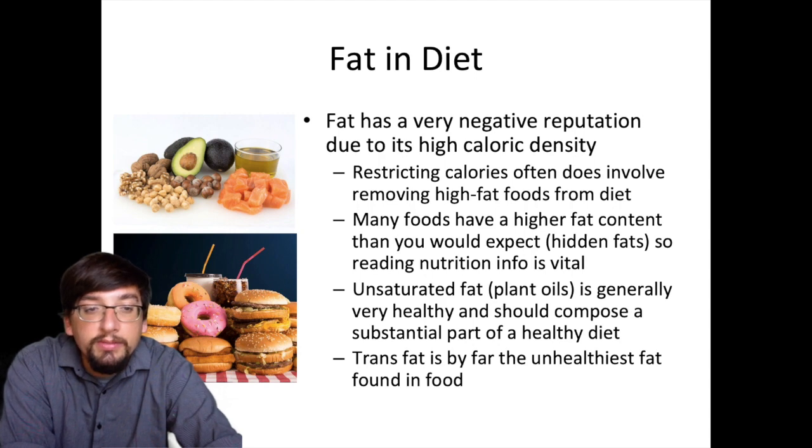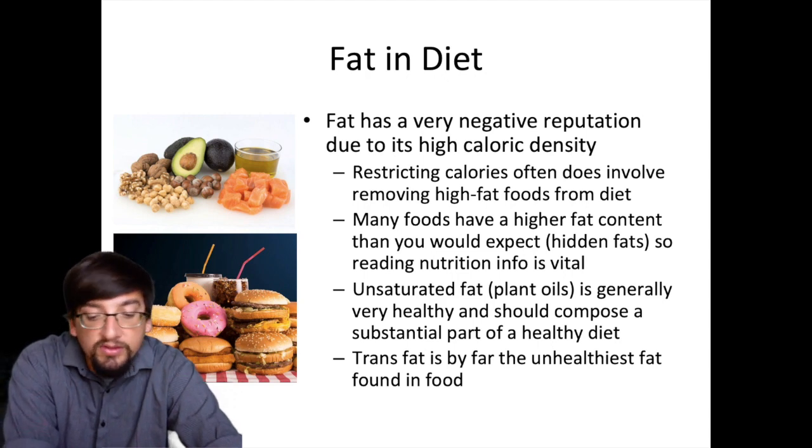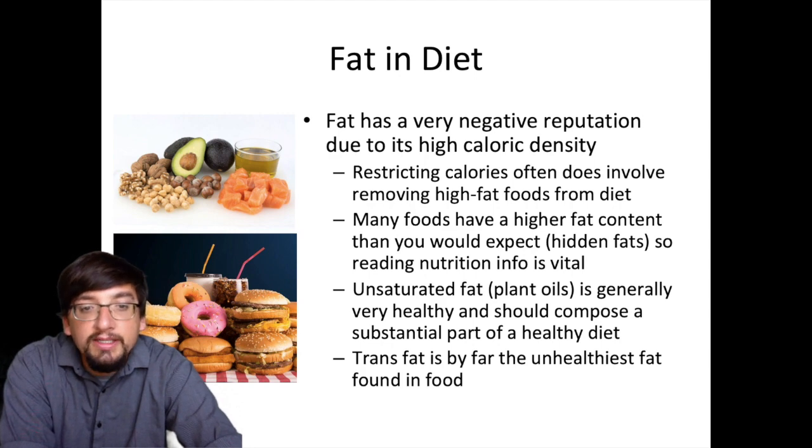Also, if you're trying to count calories, make sure to look at the nutritional information of everything you eat. It can be very tiring to do this at first, especially if it's confusing. It's like, what am I even looking at? But usually saturated fat is listed on there. And there are a lot of things with hidden fats.